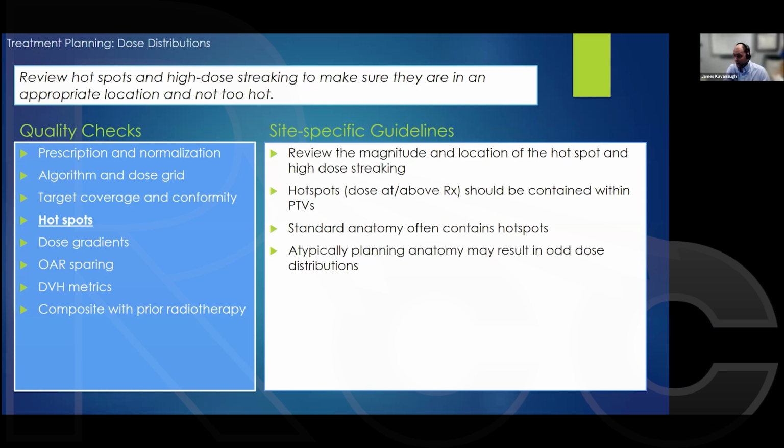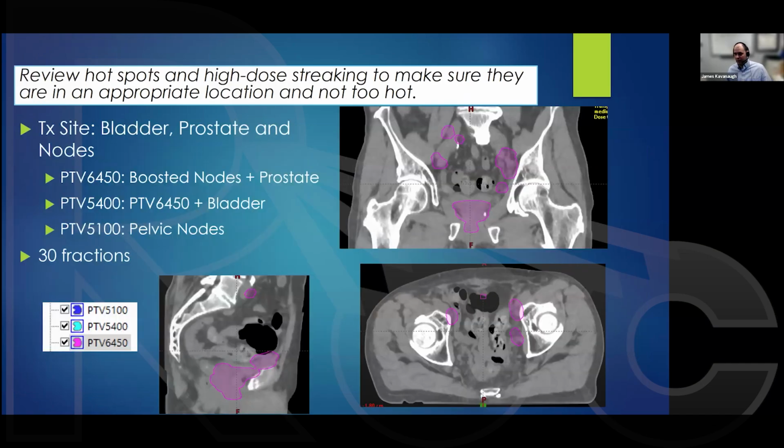So atypical planning anatomy may result in odd dose distributions, and I have a visual example of that as well. Here is a very challenging case that we ran into. This is treating not just prostate, but bladder as well: prostate, bladder, nodal chain. Unfortunately, that didn't work out perfectly well, but there are three different dose levels. This is going to 30 fractions.